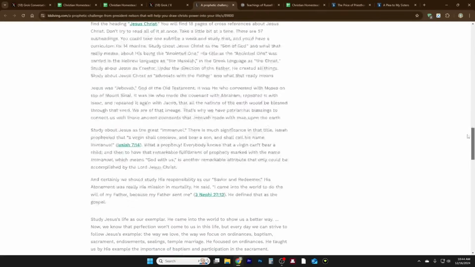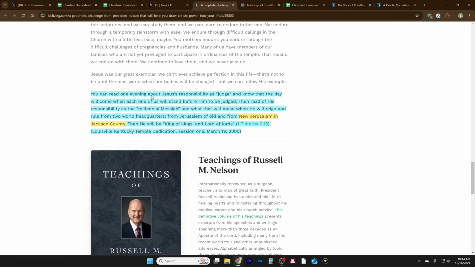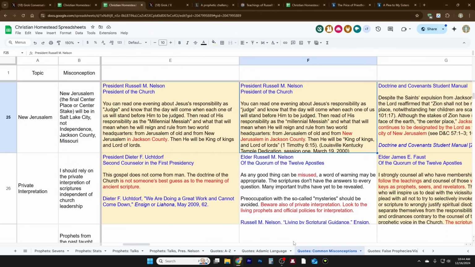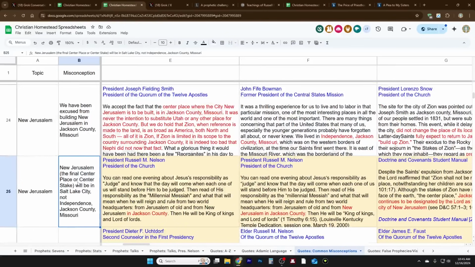And toward the end of their excerpt, they have this quote. And it talks about New Jerusalem and Jackson County. And so I put this on my spreadsheet called, where is it? Back here. It's called Quotes, Common Misconceptions. It's currently on row 25. The topic is New Jerusalem. The misconception is New Jerusalem, the final center place or center stake, will be in Salt Lake City, not Independence, Jackson County, Missouri. There's people that think that the plan has changed, that we've been excused. And I specifically address the idea that we've been excused on row 24.